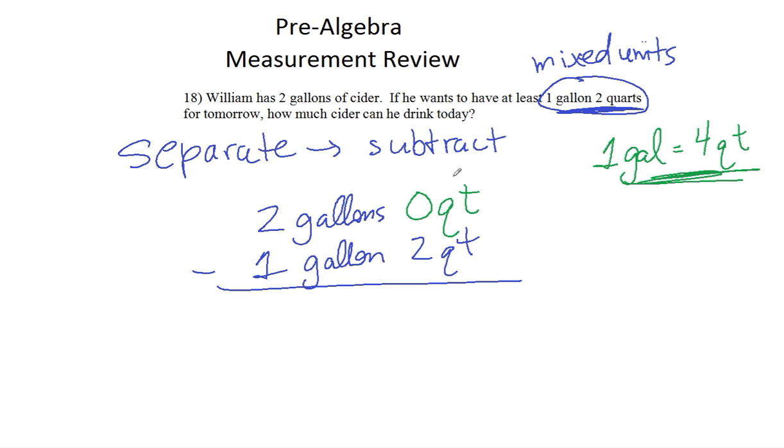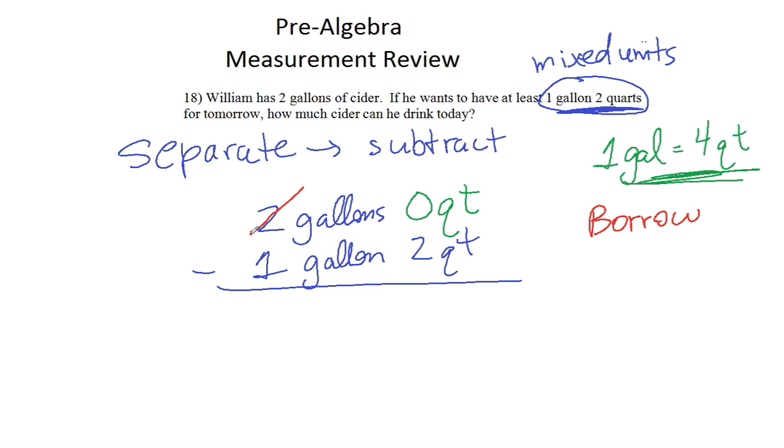Alright, so now I'm ready to start with my subtraction, and I'm going to start over here with the quarts, but I have 0 quarts take away 2 quarts. And you say, well, you can't do that. If you have 0, you can't take away 2. So this is where we're going to have to borrow. The 0 quarts is going to look over here.